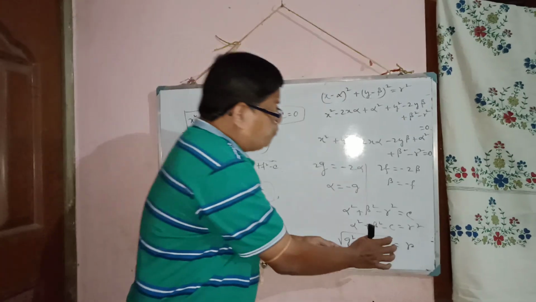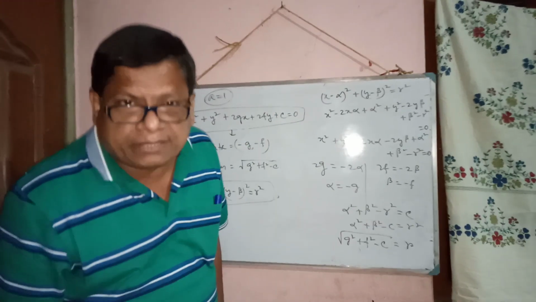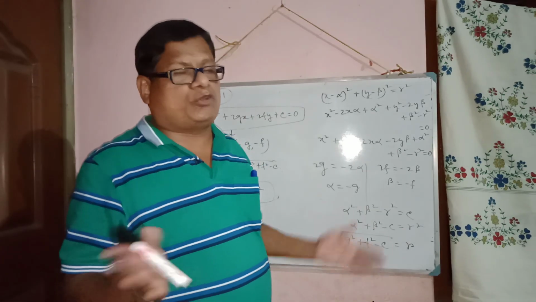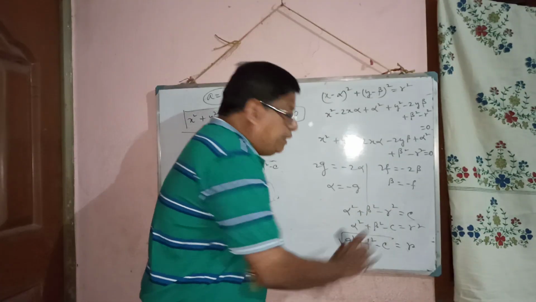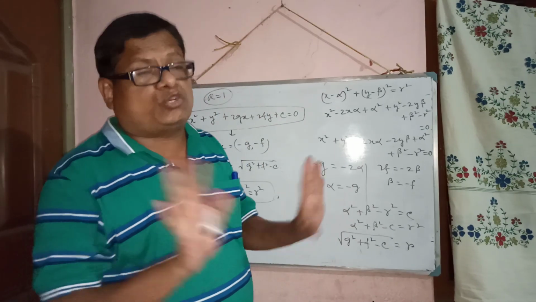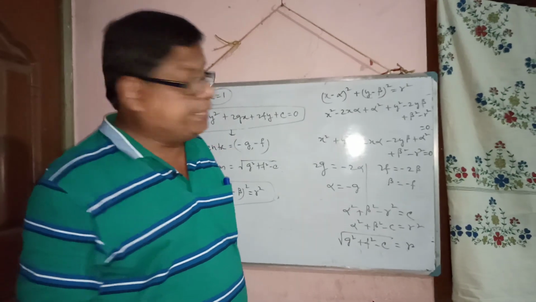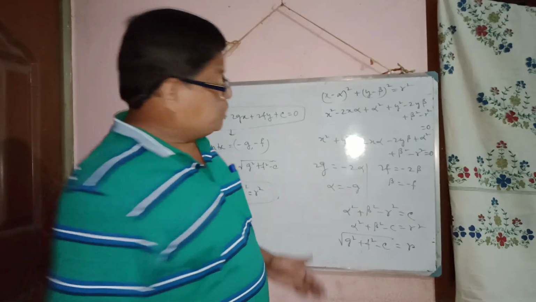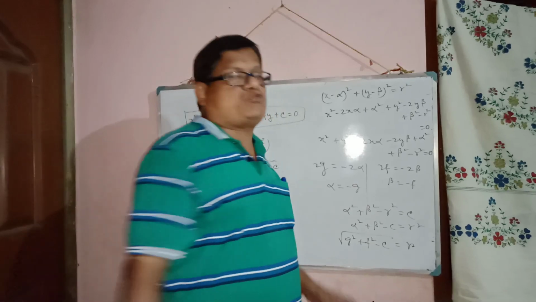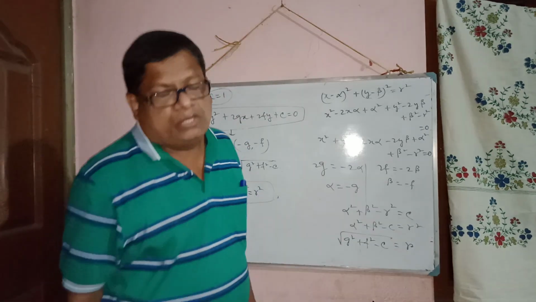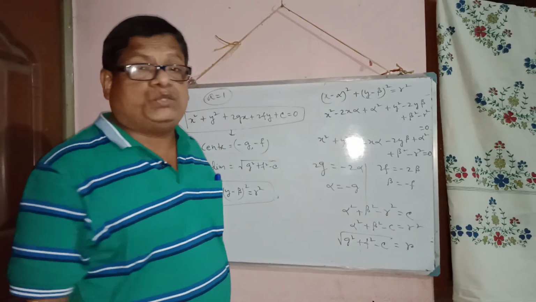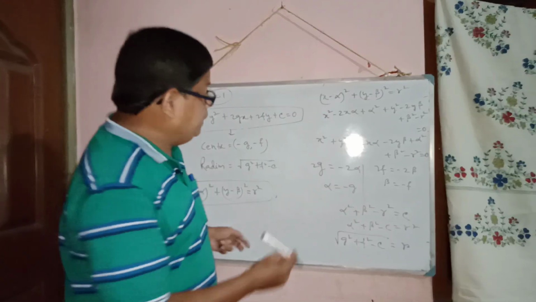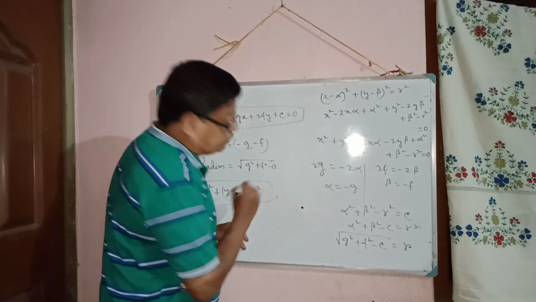If this is positive, we can draw the circle. If negative, it is root under negative, a complex number, all of you know. So it will not be drawn; we cannot draw the circle. It is not possible. If this is 0, a very important question: if g square plus f square minus c equal to 0, then this will be a point circle. Only a point circle.